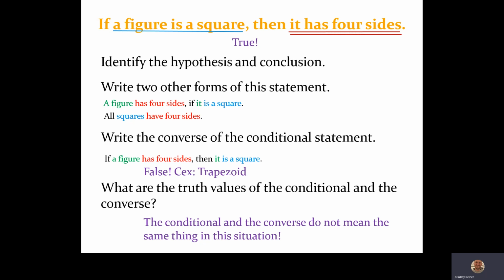So the truth values of the conditional and the converse are not the same. They're different. That's really the point of this whole lesson. You're going to see mathematical statements and definitions in your text. You need to know whether or not they mean the same thing. So that's really kind of the point of this whole lesson.